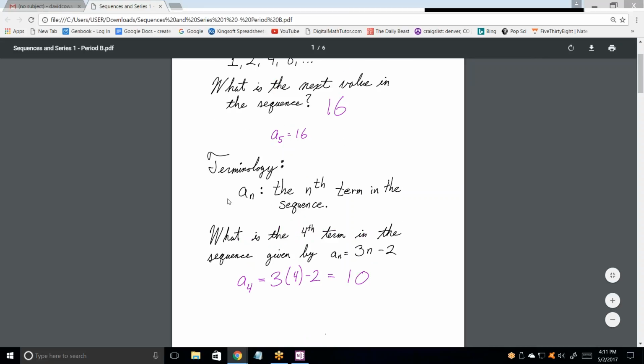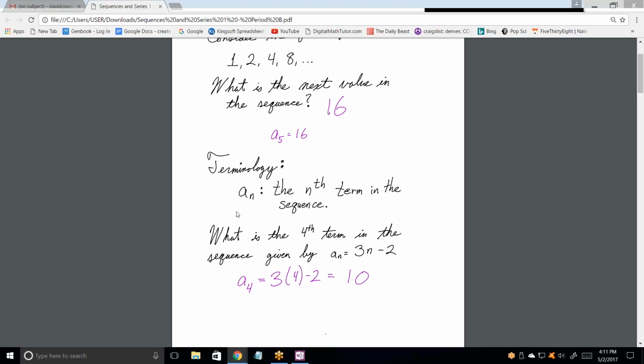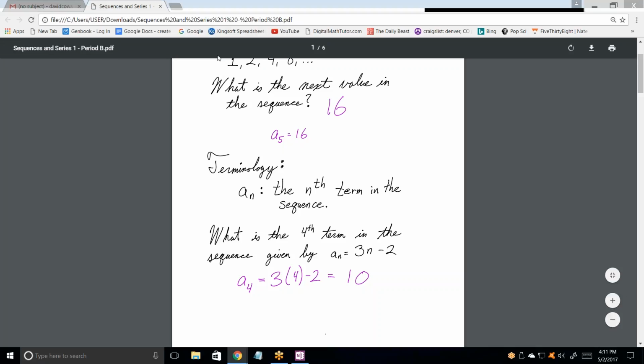A sub n, which confuses a lot of people, is just the nth term of the sequence. And it doesn't really matter whether you call it a sequence or a series. This is actually a sequence. It's an arithmetic sequence.